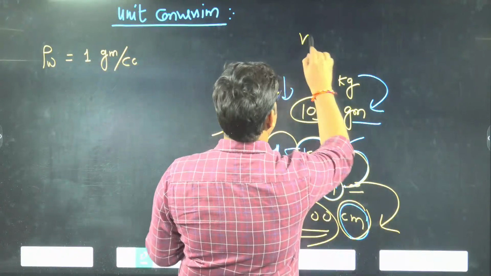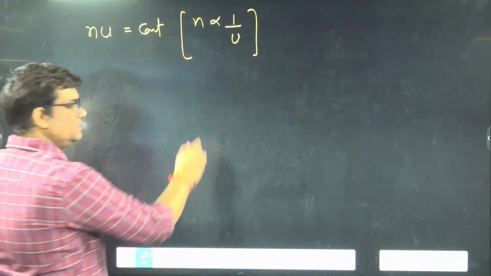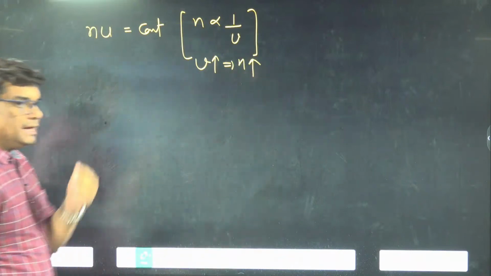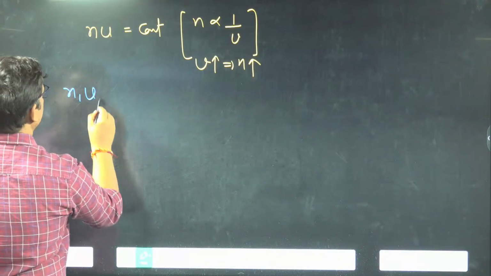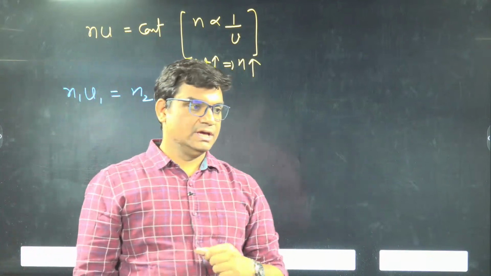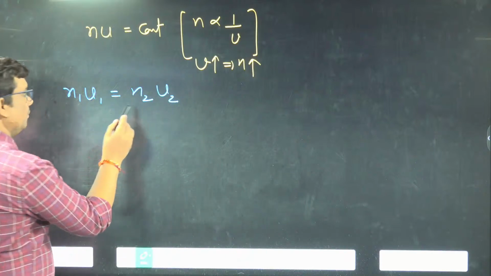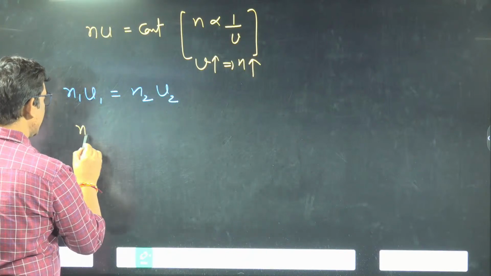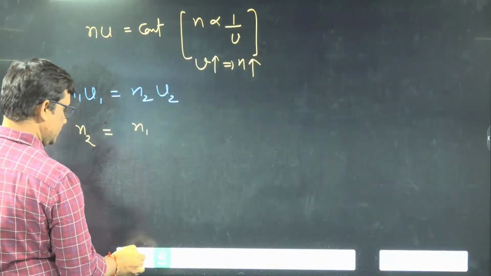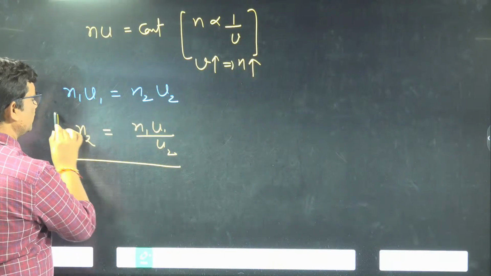So we got this relation that n is proportional to 1 by u, and we have written that also in the next slide. If the unit is less, then the magnitude is going to be more. Now we can write it like this also: n1 u1 equal to n2 u2. Is it clear here? Using this, we can say n2 will be equal to n1 u1 by u2. This is the one formula that we have to use for unit conversion.